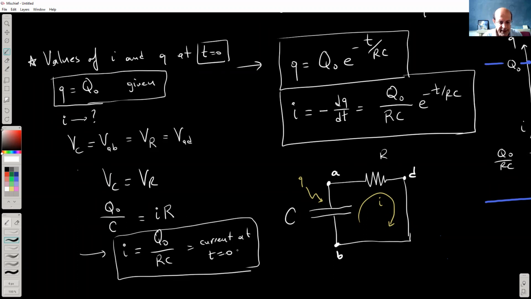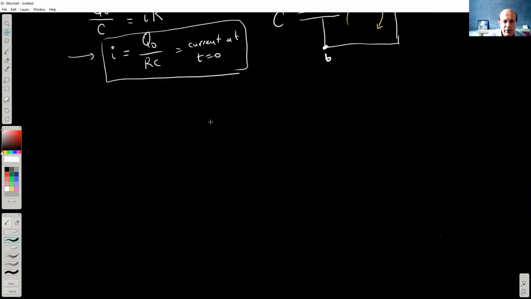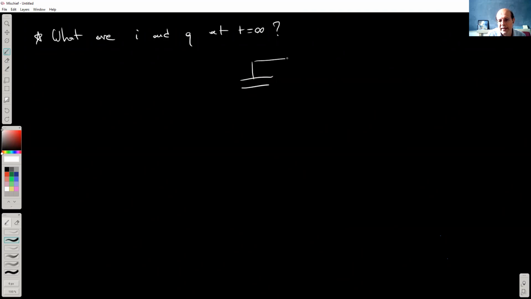What about the infinities? So I just go down, right? Let's say what are I and Q at t equals infinity? So this is our circuit, and the capacitor.